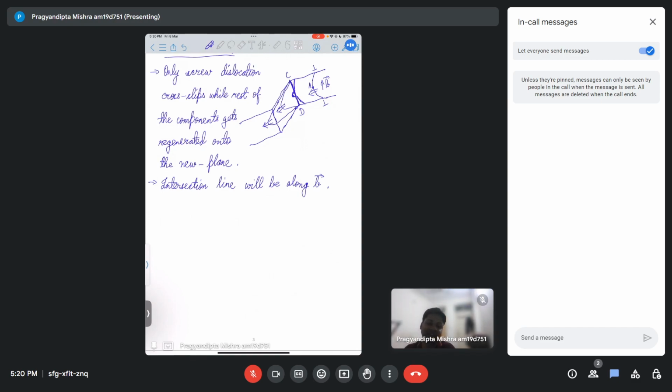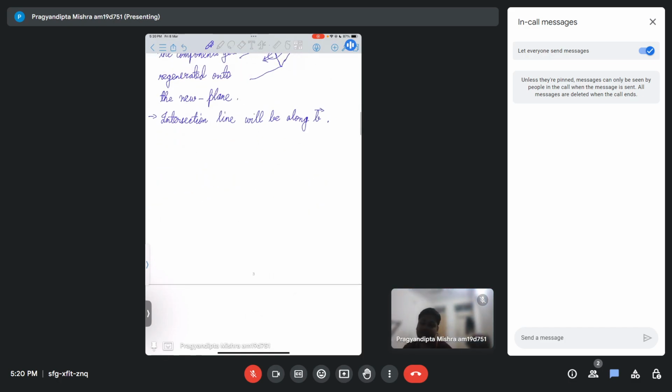Okay, if that is not the case, if the intersection line is not along the Burgers vector, then the screw part of the mixed dislocation will not be able to cross slip very easily. Okay, there will be some distortion that will happen, and the cross slip will not happen properly. So this is one type of motion.